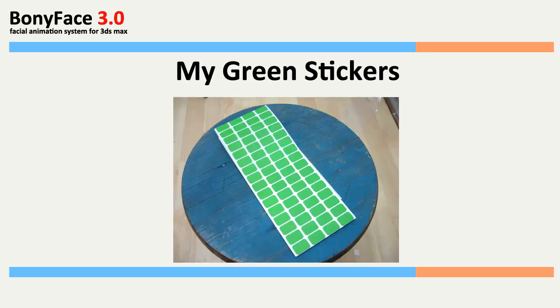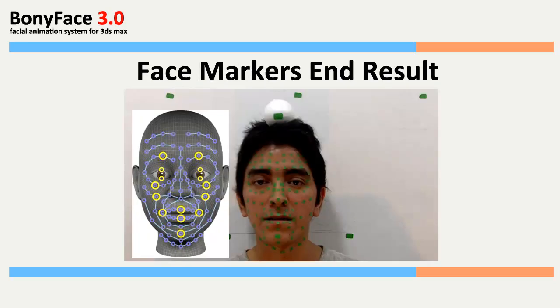These are the green stickers I used, and I cut every one of these rectangular stickers in 8 parts, until I have over 90 markers to create my own motion capture markers, and this is the end result. My goal was to have as many markers on my face as controllers BonyFace creates on a mesh.